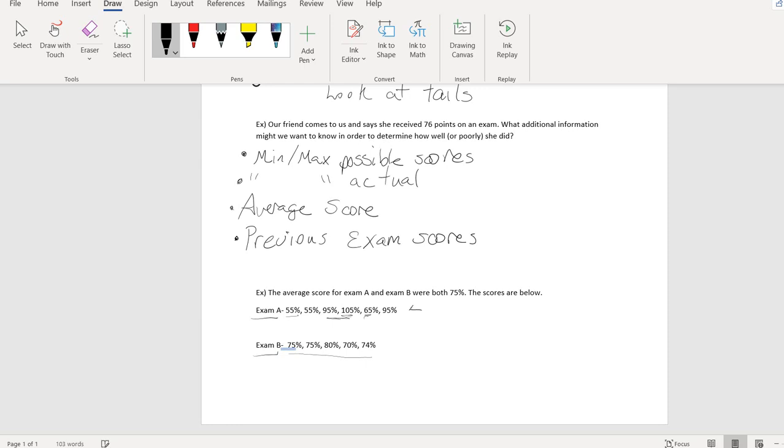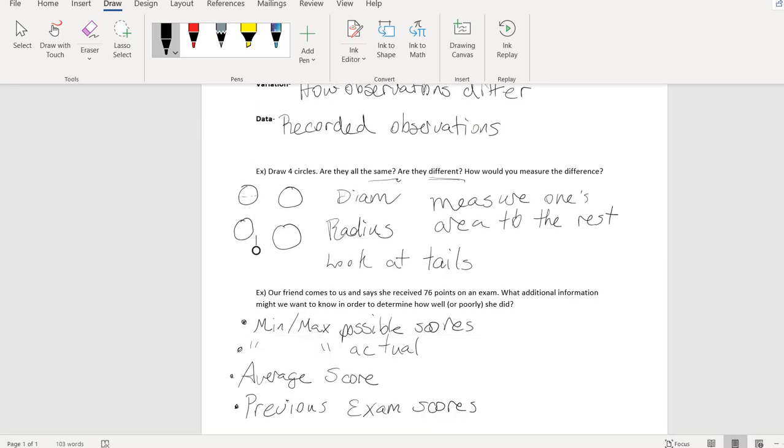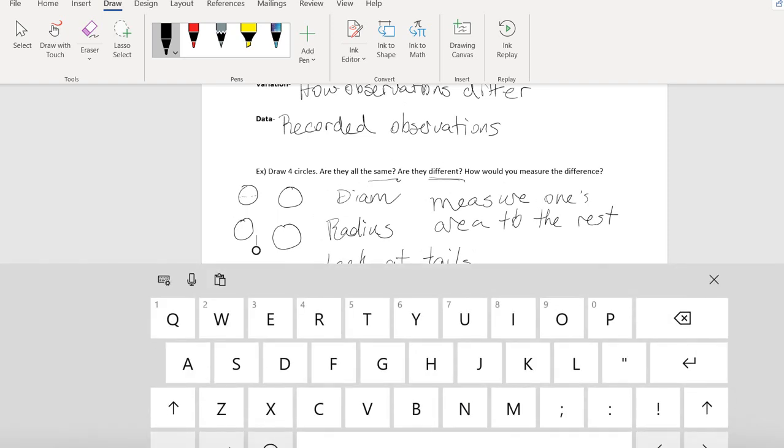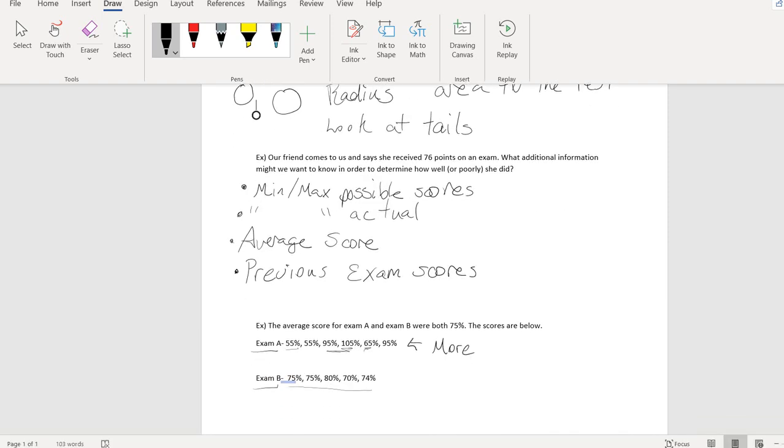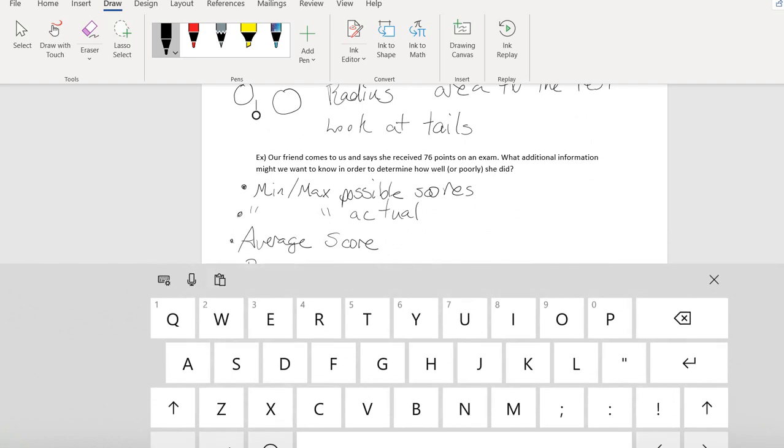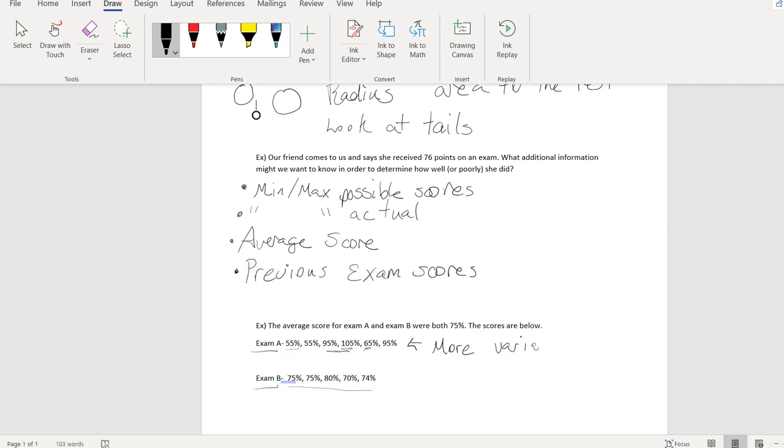this exam had more variation. And we would say this one had less variation. Now, another word that we could use instead of variation is we can also use the word spread. So this one would have more variation or a greater spread.